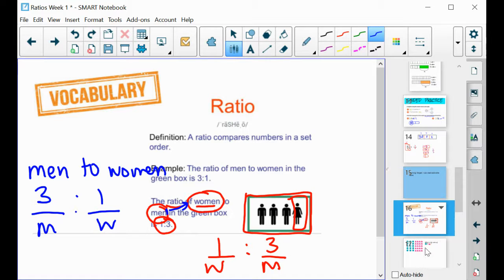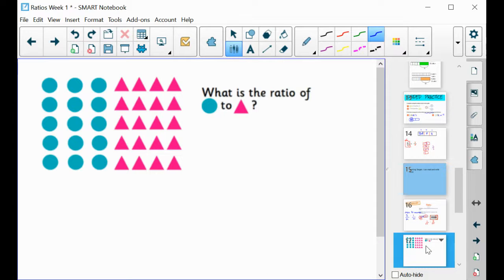Okay, now we're going to try this one together, but I don't want you to spend time putting this on your board. We are going to list the ratio of these turquoise circles to these pink triangles. Okay, first we need to quantify or count how many of these turquoise circles we have. That's going to be our first term because it comes first when we're comparing. So first term, second term.